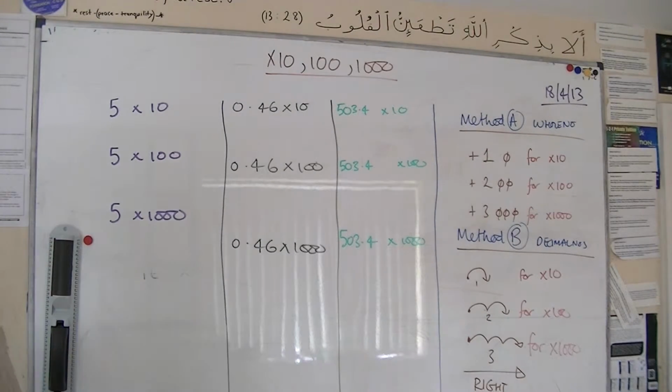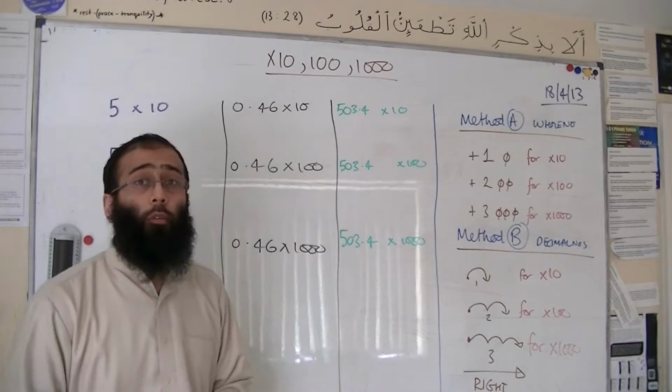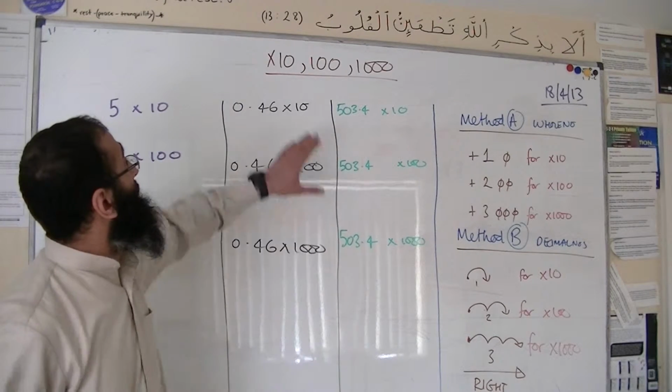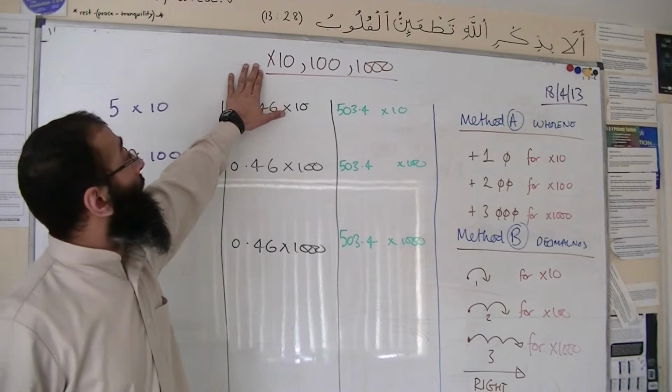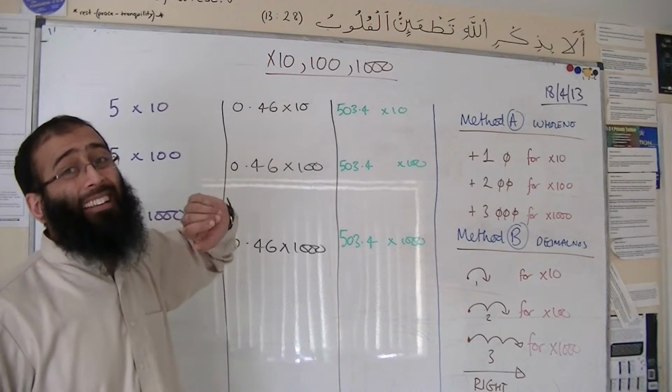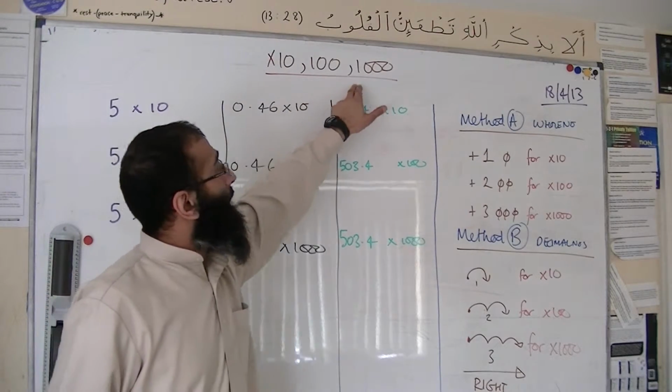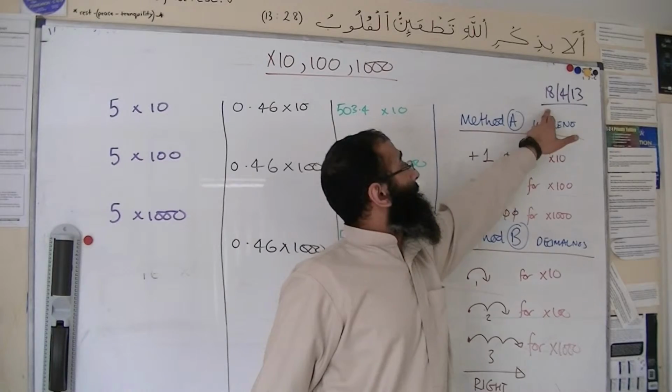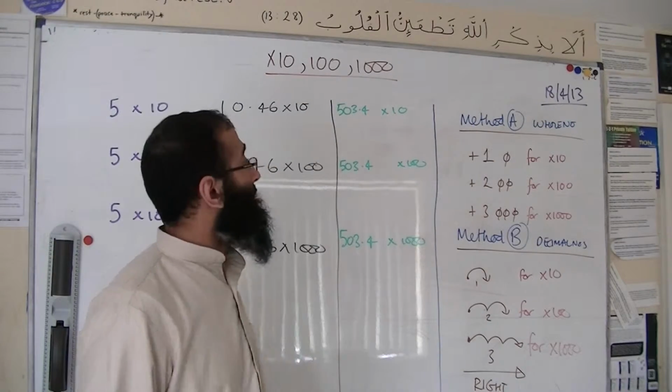Okay, Assalamu alaikum, Bismillahirrahmanirrahim. Today we'd like to do a video on multiplying whole numbers and decimals by 10, 100 and 1000. Today's date is the 18th of the 4th, 2013.